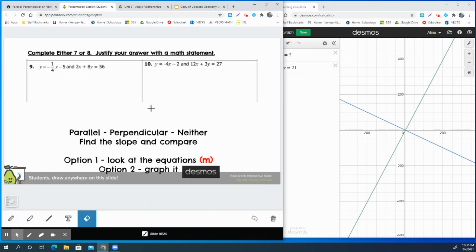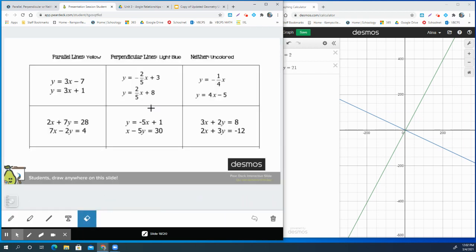So the practice today is going to look like this. Okay. You're going to be given two equations. I want you to put them into Desmos and visually see, are they parallel, perpendicular, or neither? So I'm on slide 18. We're not going to do these here in Pear Deck. We're going to actually do them in a green puzzle piece, but this is what they're going to look like.